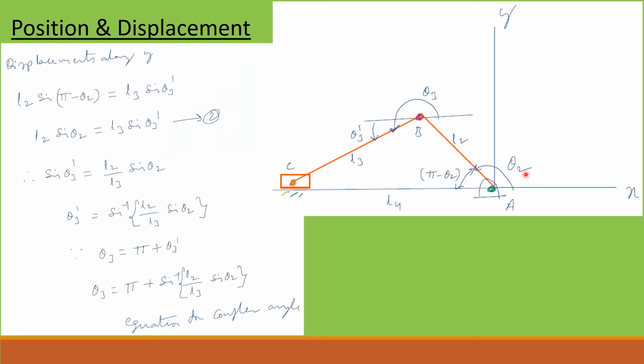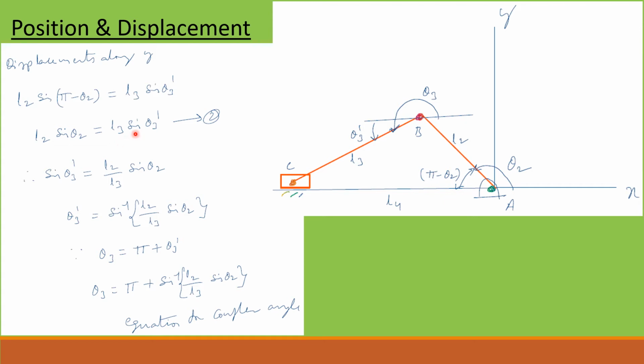In this picture, we call this theta 2. So this angle will become pi minus theta 2. Similarly, this angle is theta 3. We call this angle theta 3 prime. From this, we get theta 3 equal to pi plus theta 3 prime. So let us write the displacement equation along y. We get L2 sine pi minus theta 2 is equal to L3 sine theta 3 prime. After simplification we get L2 sine theta 2 equal to L3 sine theta 3 prime. Let us call that equation 2.